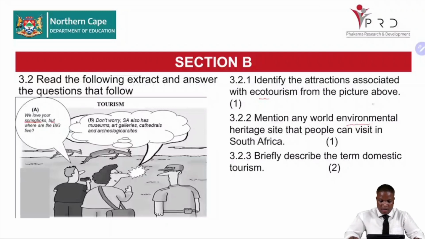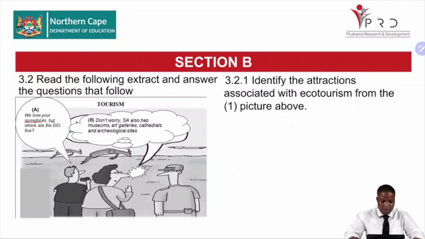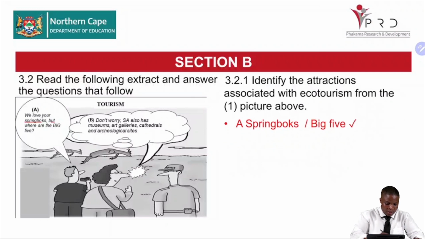Right, our time is up. Identify attraction associated with ecotourism on the picture there. Let's see. Right, you see your Springbok, you see your Big Five, right? That has to do with the natural part of our country, so it represents ecotourism.